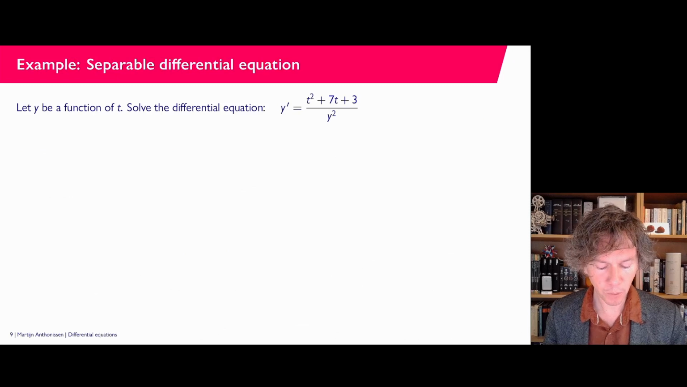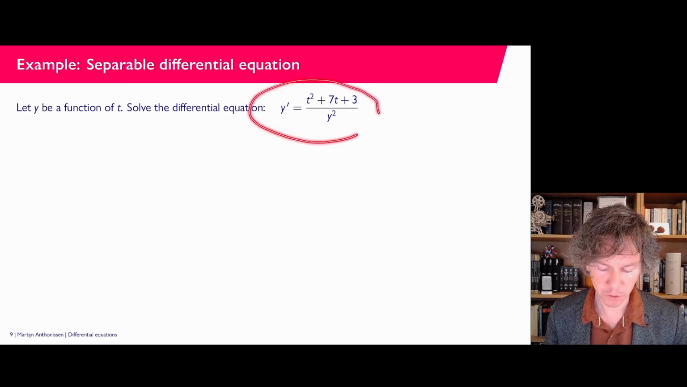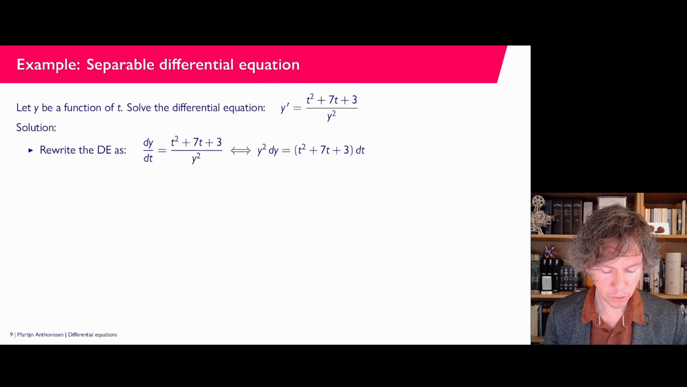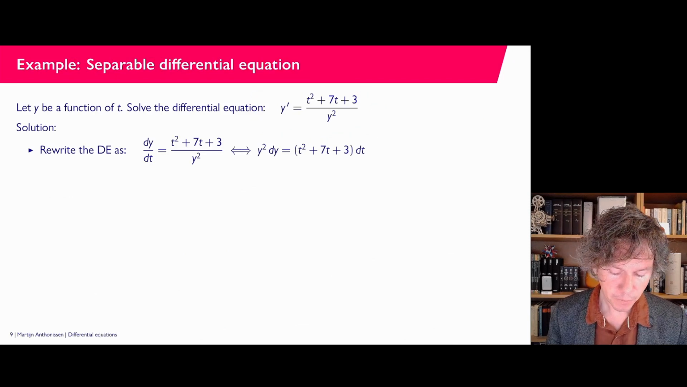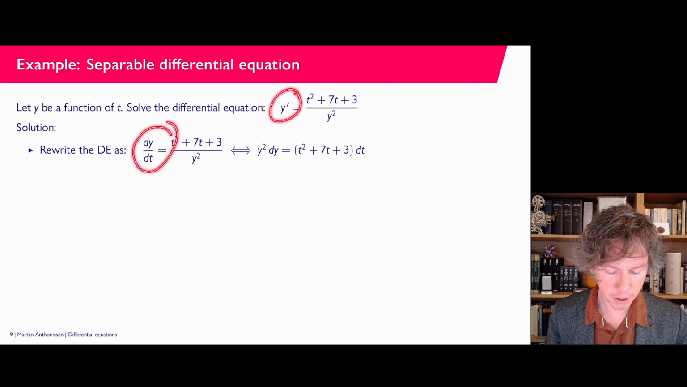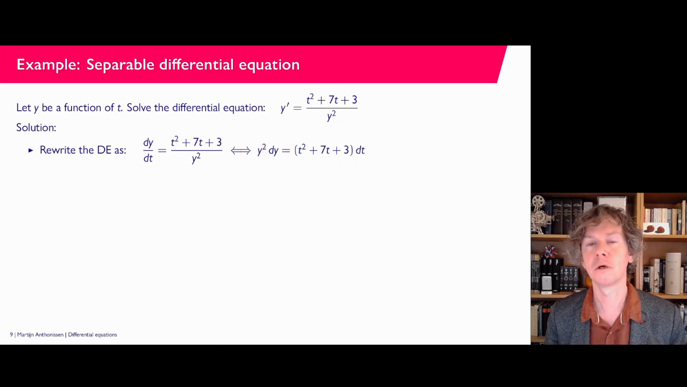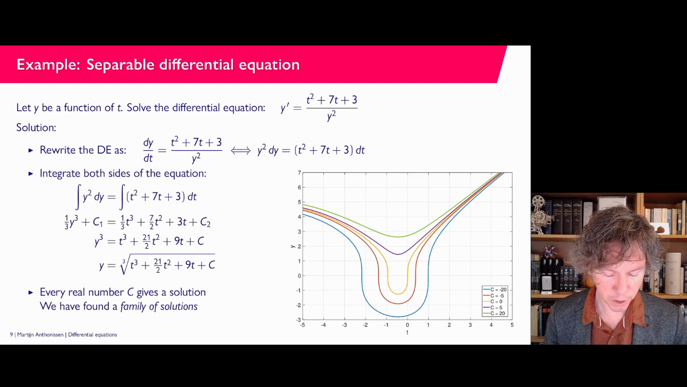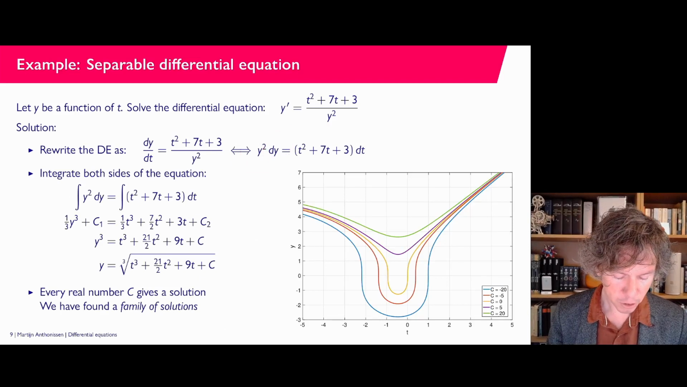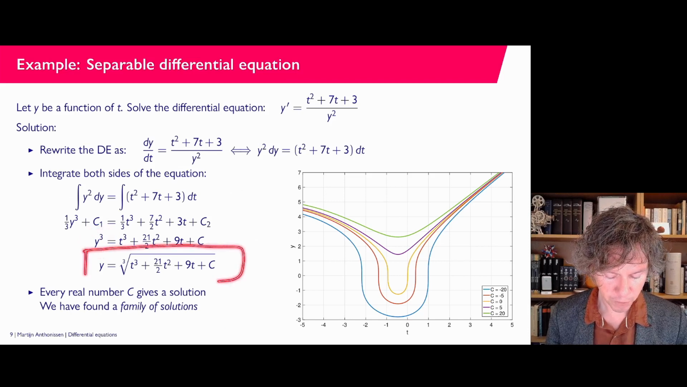Let's do an example where we have such a separable differential equation. So we have this function here. What I can do is rewrite it. So y prime I write as dy/dt. Then I multiply like this, and I find y squared dy is this polynomial in t dt. I integrate on both sides of the equation. So I find a y cubed if I do that. So y is the cubic root of this expression here.